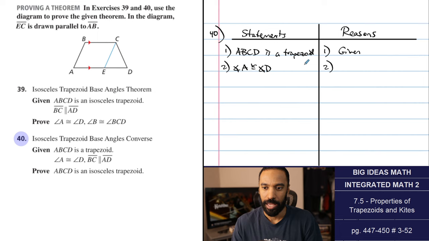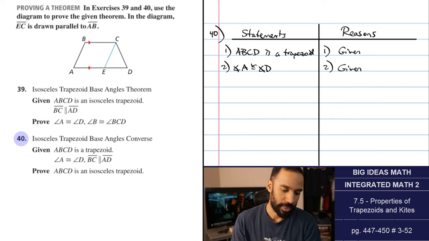Given. I'll tell you what, before I mention the other thing, let me go and find what the name of this other one was. In a trapezoid... I need to see if this is only specifically for isosceles or not, and if I'm allowed to use it. Isosceles trapezoid base angles converse. If a trapezoid has a pair of congruent base angles... okay, then this is the one we're proving, so I can't use that. Okay, I don't think I can use that, because that is what we're proving.